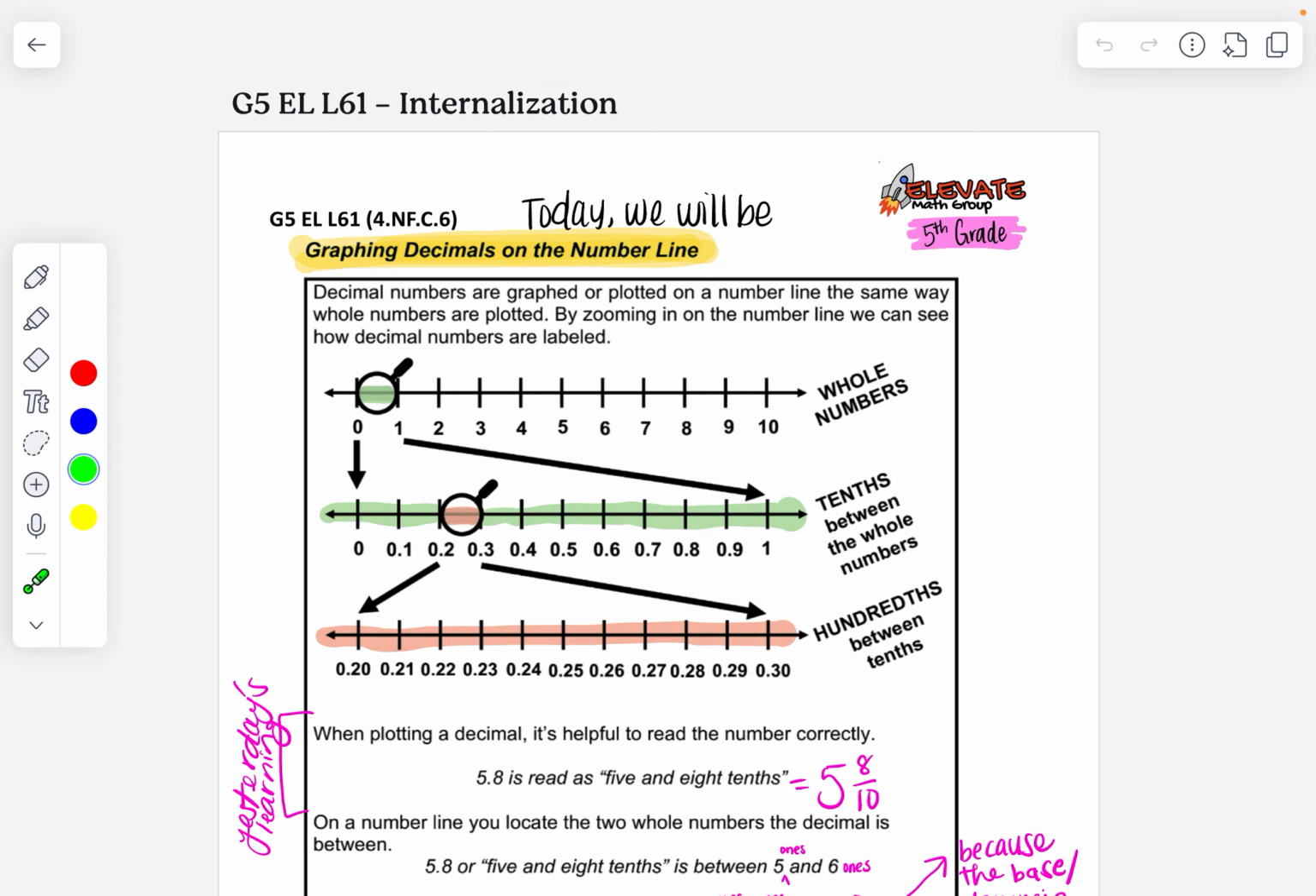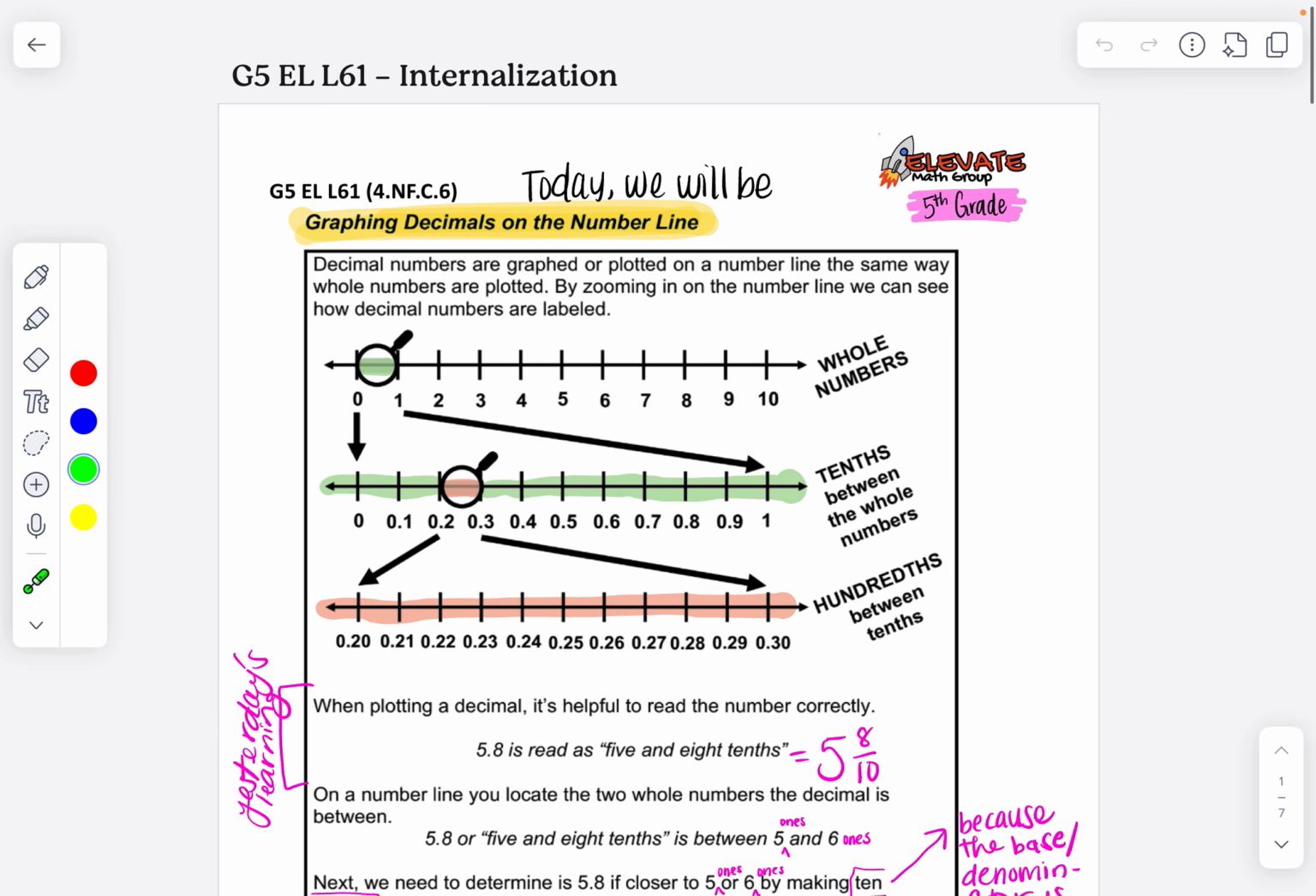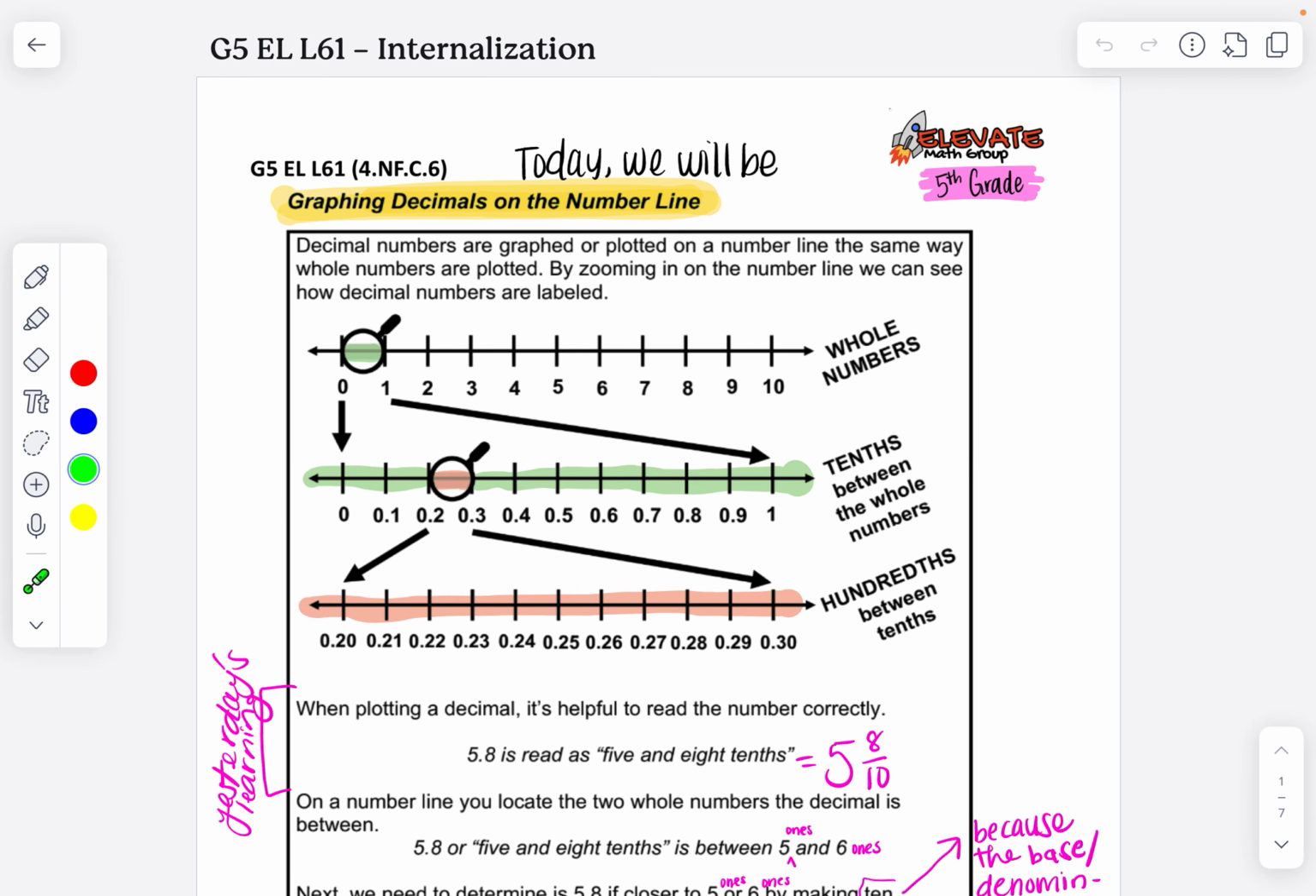For today's lesson, students are figuring out how to zoom in on a number line in order to plot a decimal point in its exact spot. So for example, let's say we are going to plot the number 0.24.